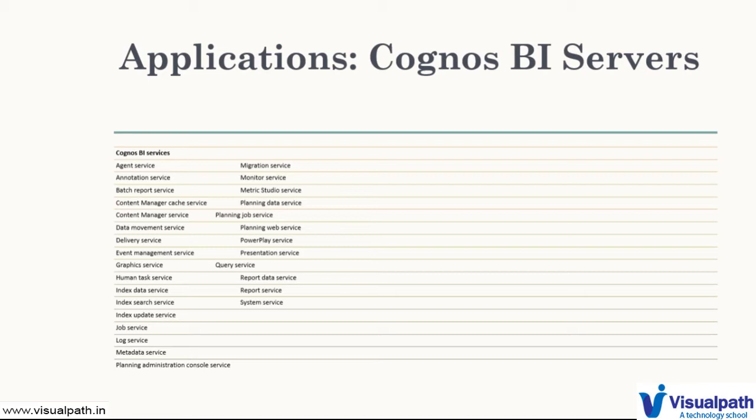Here we can say that we have the agent service, annotation service, batch service. Let's try to understand some of the prominent services for the Cognos BI server. First, the agent service. What exactly is the agent service? The agent service basically runs agents. If the condition for an agent is met when the agent runs, the agent service asks the monitor service to run the task. What this means is that in Cognos BI, we can not only create reports, we can also send alerts, like sending mails based on certain triggering conditions.